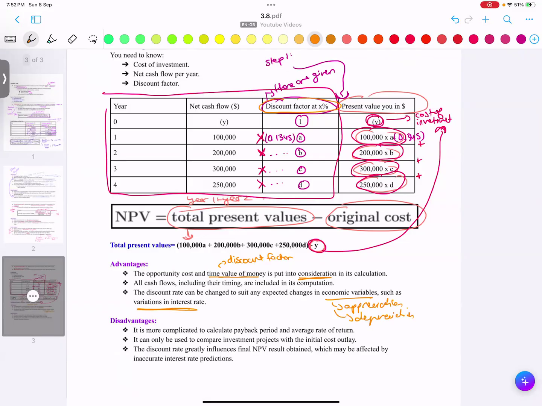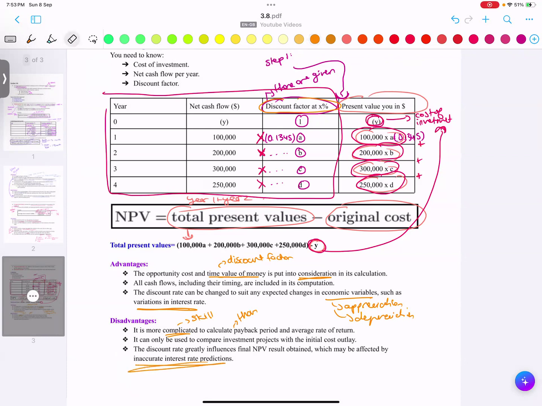I mentioned that previously. The disadvantages include that it is more complicated, so it requires skill, unlike the payback period. It is more complicated to calculate than the payback period and the average rate of return. It can be used to compare investment projects with the initial cost outlay. And the discount rate greatly influences the final NPV results obtained, which may be affected by inaccurate interest rate predictions.